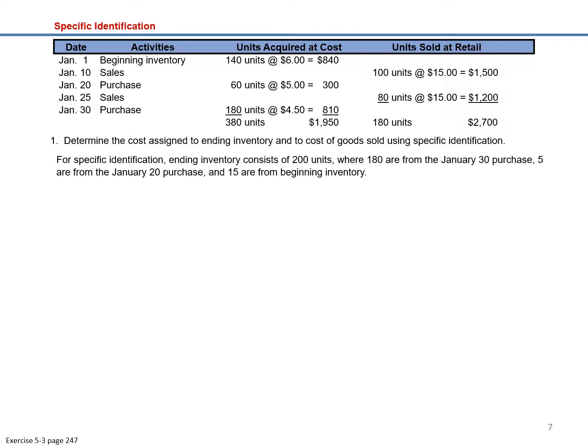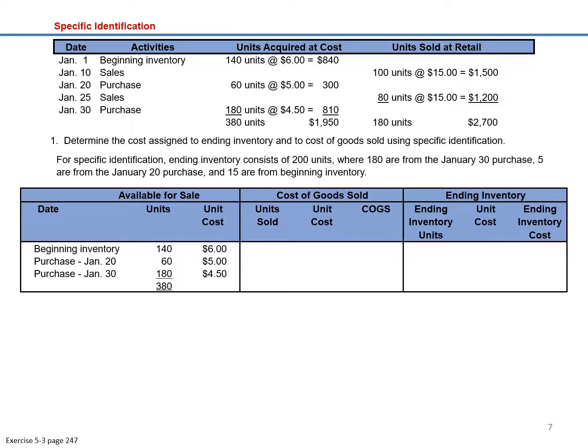And they tell us that we have 180 units from the January 30th purchase, 5 from the January 20th, and 15 from beginning inventory. That's what makes up our ending inventory balance. So they tell us we have 200 total units in ending inventory. 180 are from the January 30th purchase, 5 are from the January 20th purchase, and 15 are from beginning inventory. So beginning inventory had a unit cost of 6. So if we had 15 in ending inventory, that means we have 125 in cost of goods sold, right?